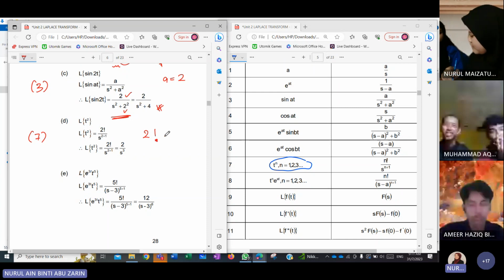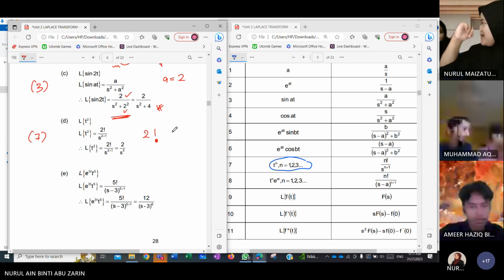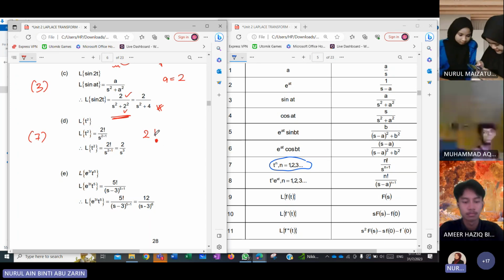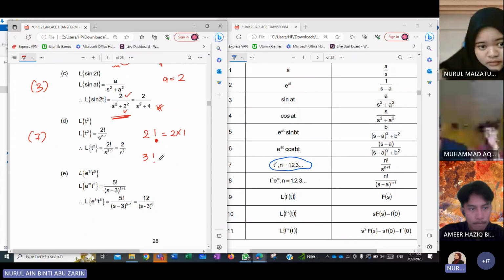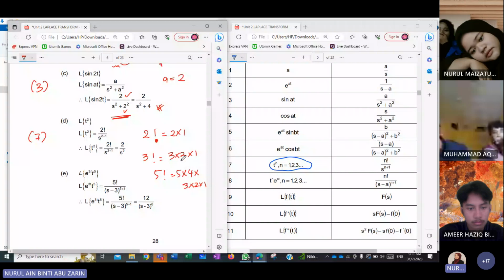Siapa ingat? Masa sekolah dulu saya rasa for those taking add maths ataupun modern maths ada tak ni? 2 factorial, siapa ingat? Ada dalam calculator tak? Jumpa tak dalam calculator? Okey, untuk pengetahuan, bila kita ada nombor macam ni, dia bermaksud dia akan turun macam ni. Katalah ada 3 kan? 3 faktorial meaning 3 darab 2 darab 1. Kalau 5 faktorial, sama dengan 5 darab 4 darab 3 darab 2 darab 1. That is the meaning of faktorial ni lah.